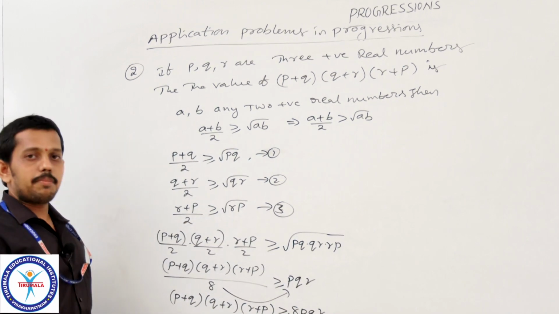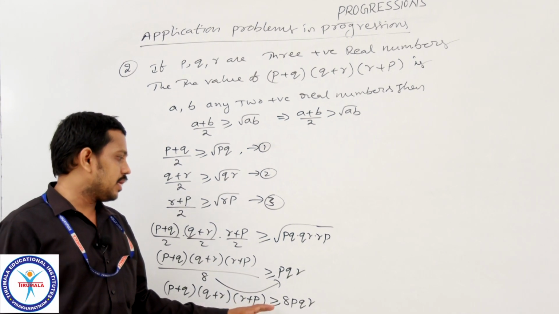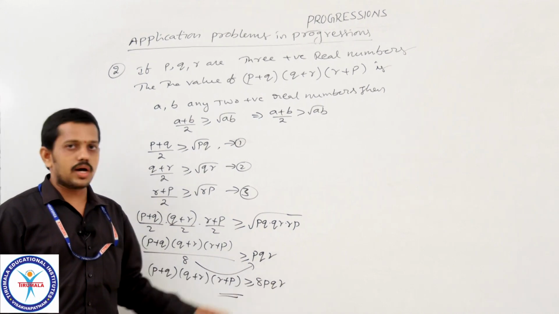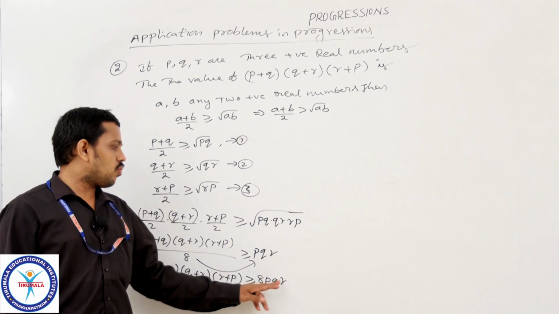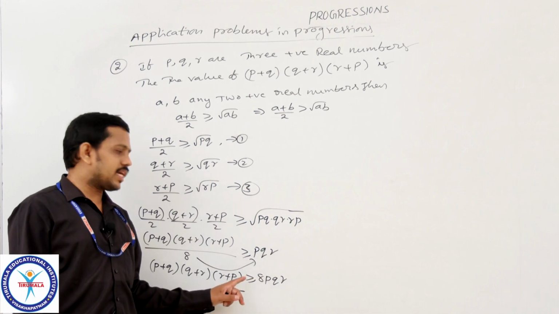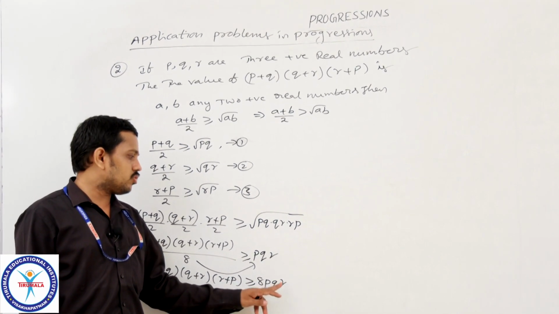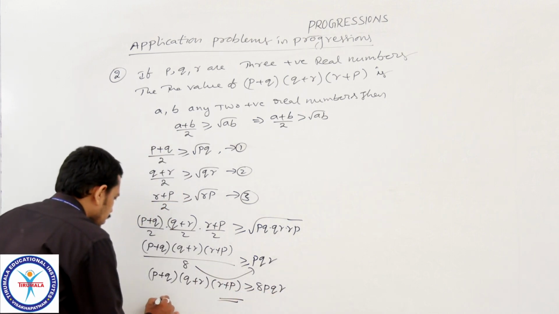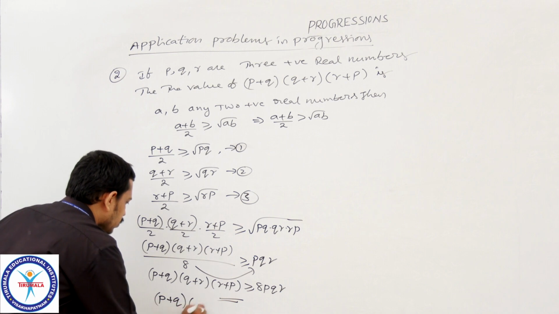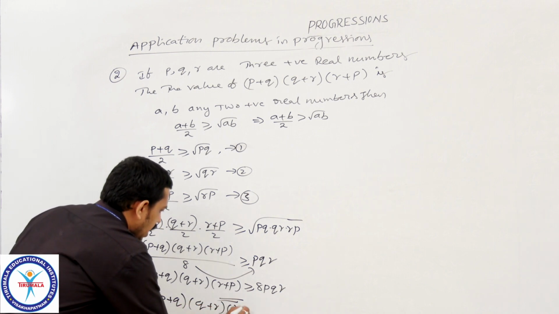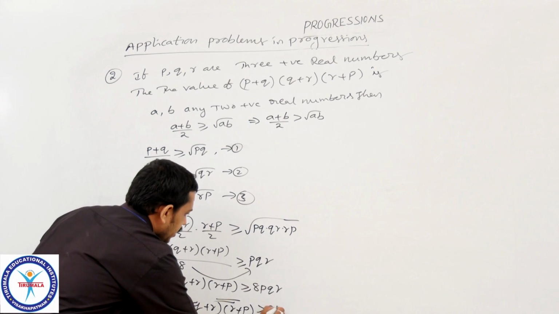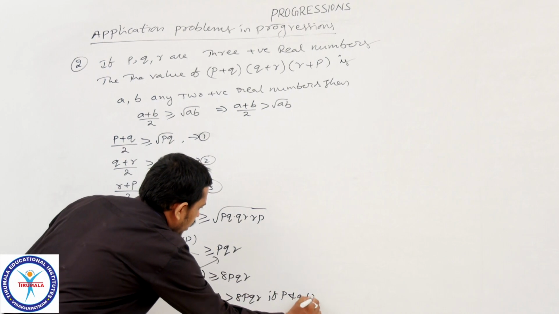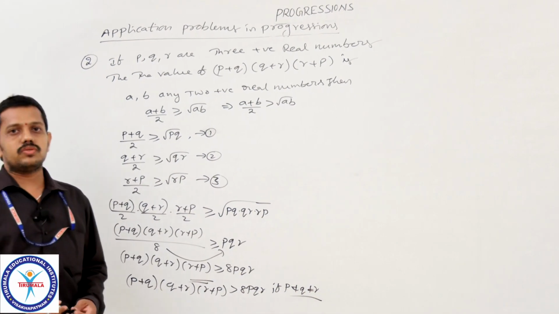So therefore, (p + q)(q + r)(r + p) is either equal to 8pqr or greater than 8pqr. If p, q, r are equal, then we get equality. If p is not equal to q is not equal to r, then we get strictly greater than. So (p + q)(q + r)(r + p) is strictly greater than 8pqr if all 3 are different values.